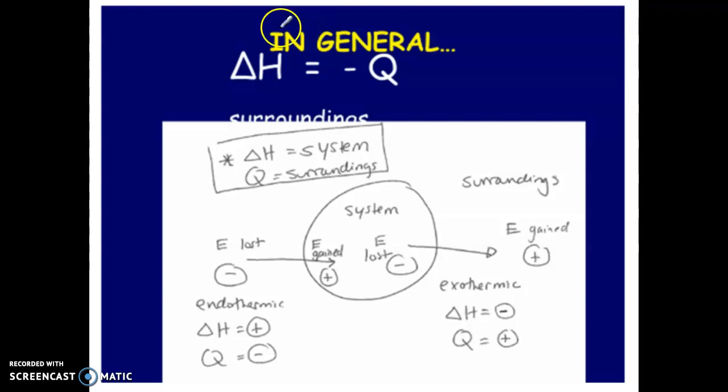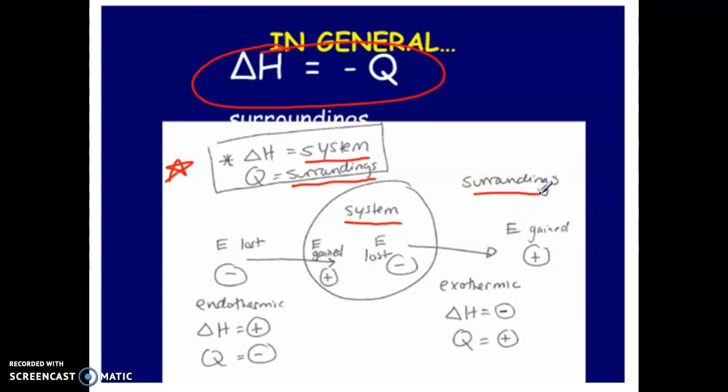In general, and I know I've talked about this already, whenever we talk about enthalpy change, we are referencing the system. And typically when we are referencing heat, we are looking at the surroundings. Remember that all energy exchange between system and surroundings can't disappear or come out of nowhere. If energy is lost from the system, it is gained in the surroundings. If it is gained in the system, it had to have come from the surroundings.